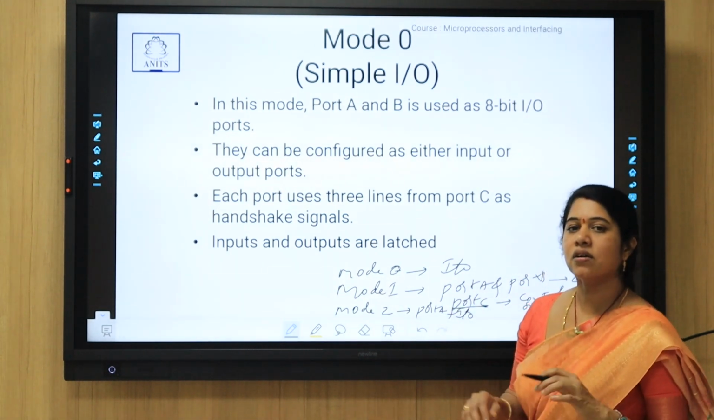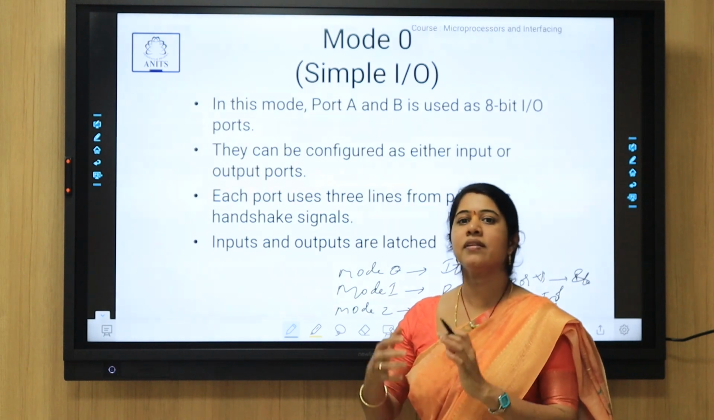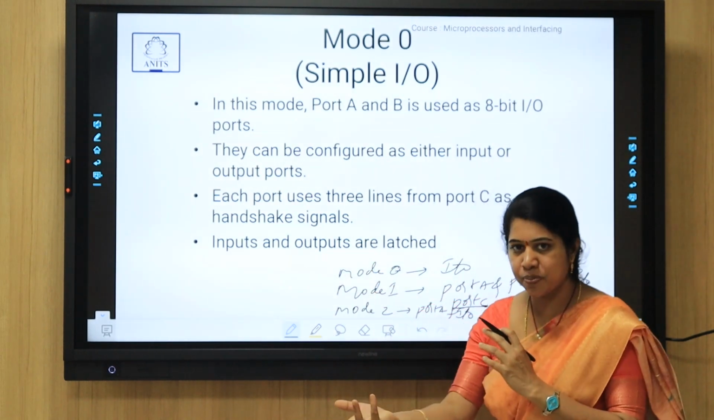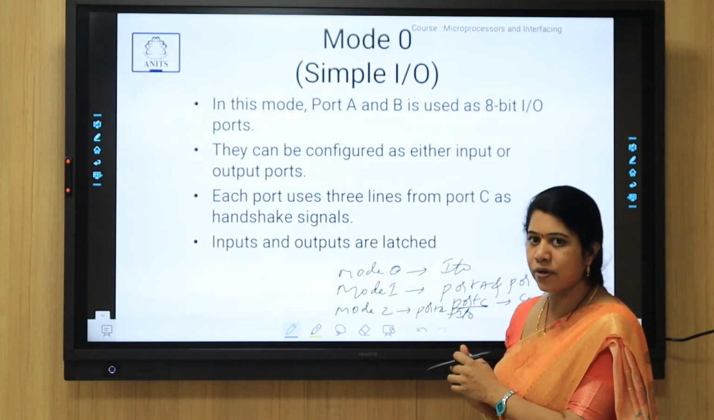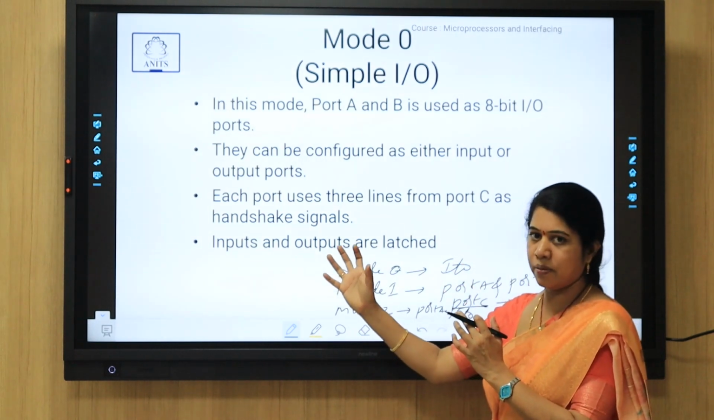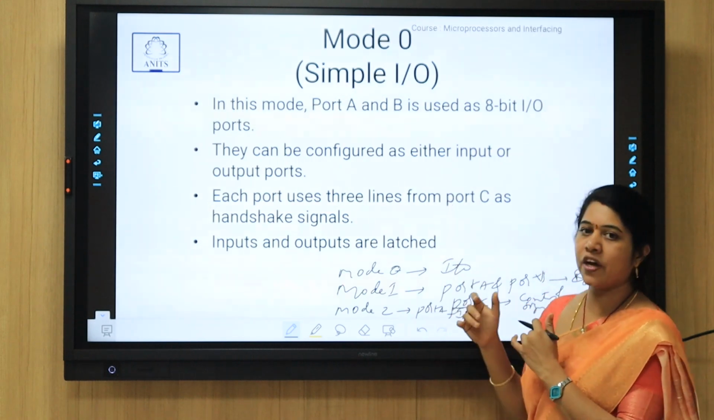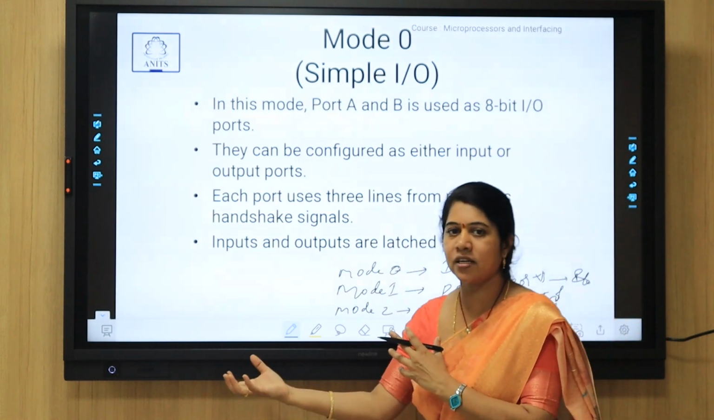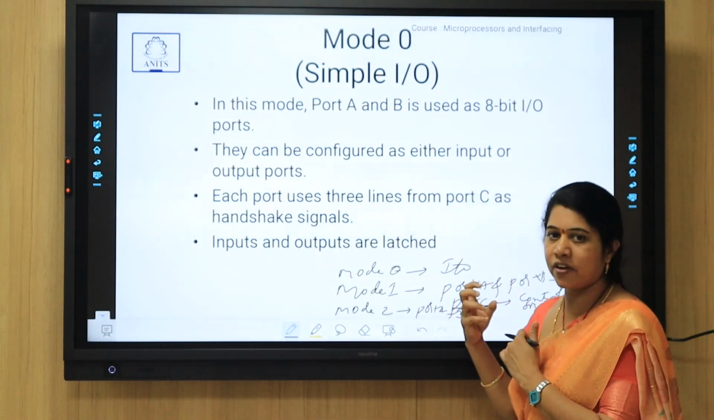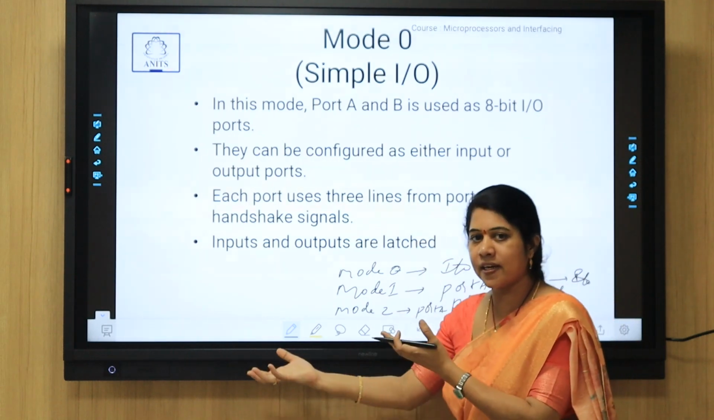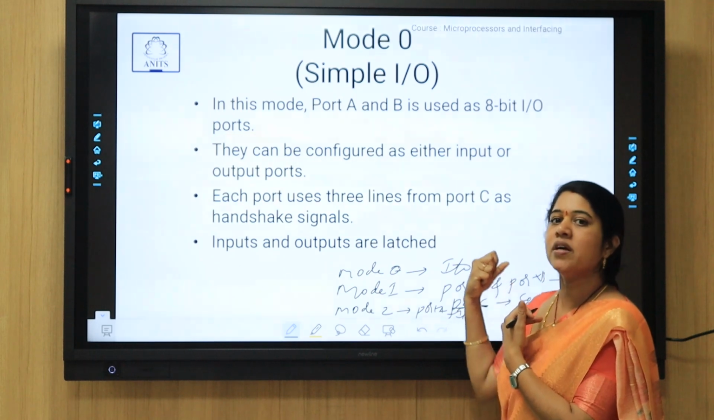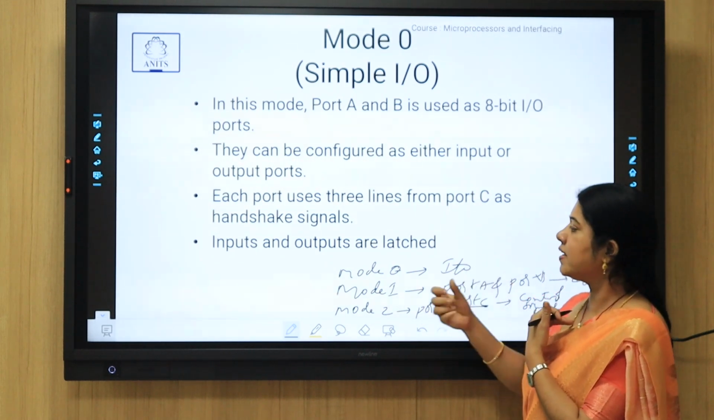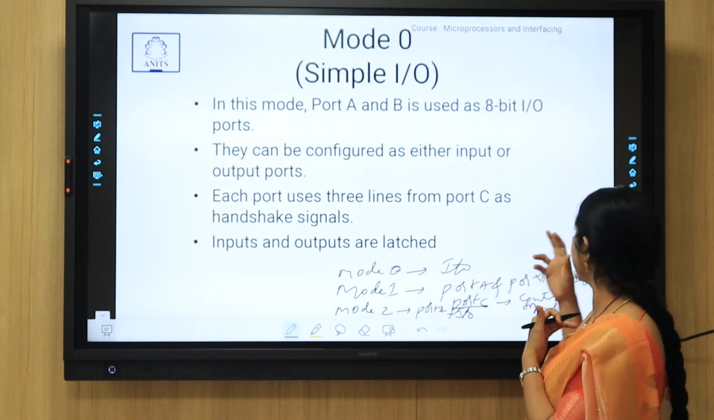like the strobe and acknowledgement. For example, if the data is received from the input device by the 8255, then the 8255 signals the processor that the input buffer is full. Then the processor gets interrupted, and it initiates the read bar signal to receive the data from the 8255 buffer. Like that, the control signals help the data transfer.